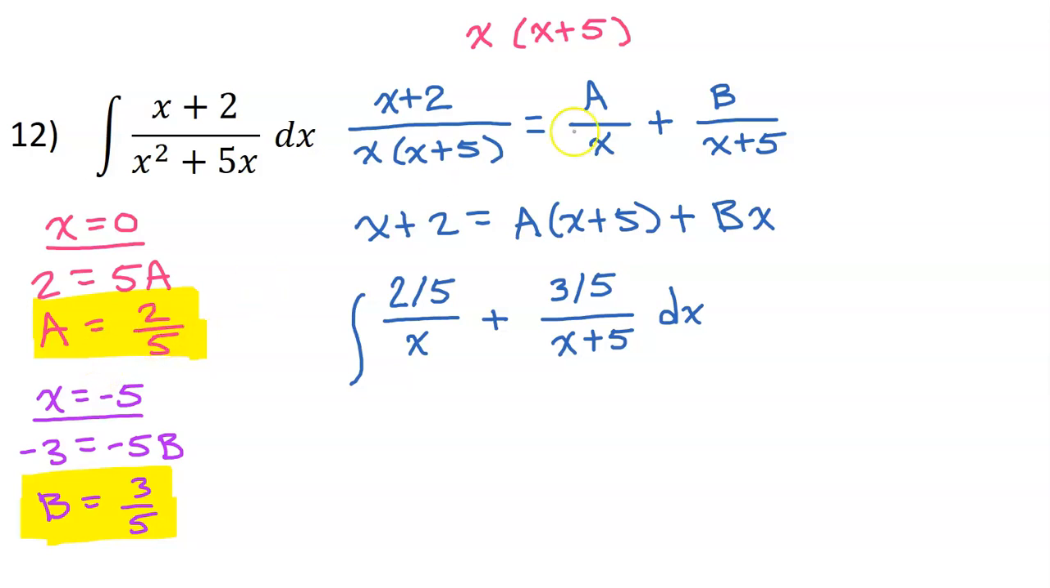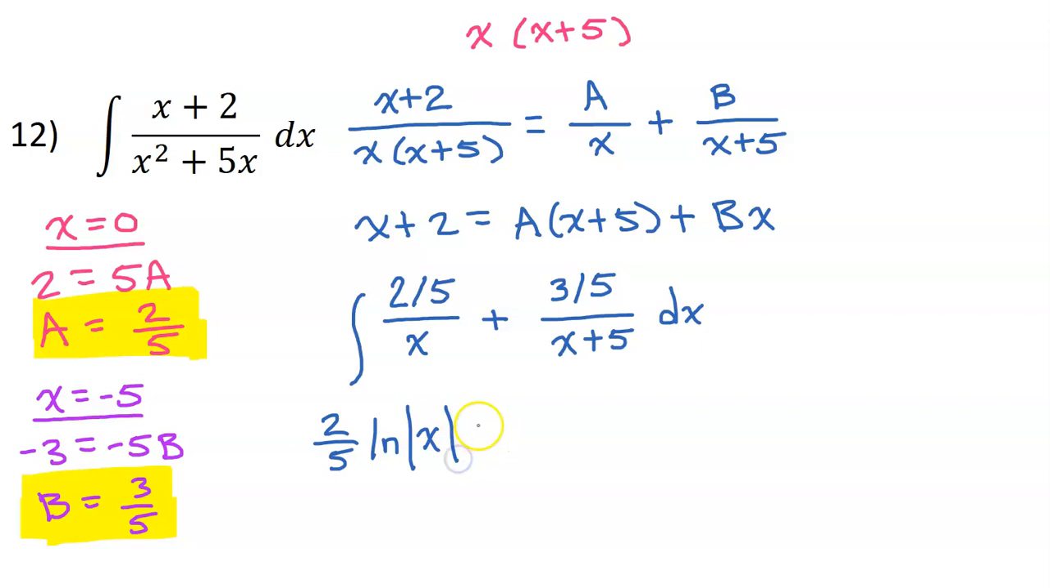Putting 2/5 in for a and 3/5 in for b, we can rewrite the integral using our partial fraction decomposition. Let's integrate term by term. Take the 2/5 from the numerator and just put that out in the front. So this is really the integral of 1 over x, which is just the natural log of the absolute value of x.